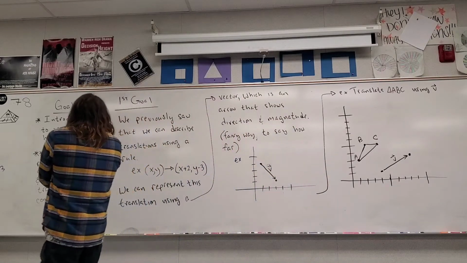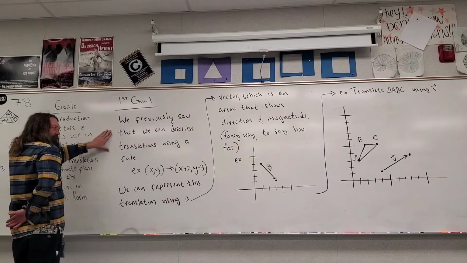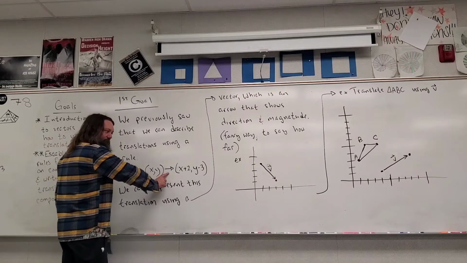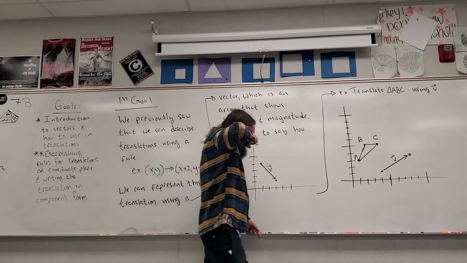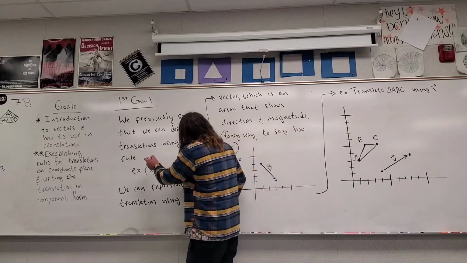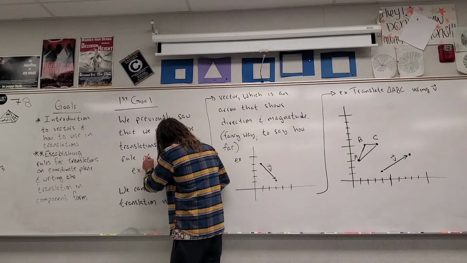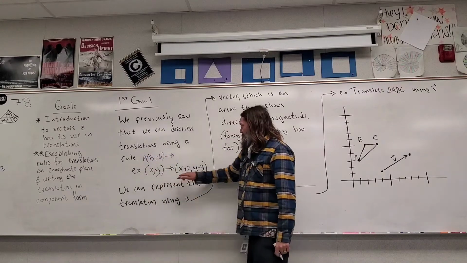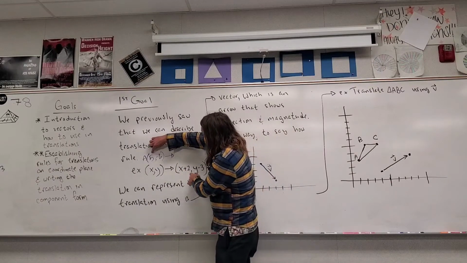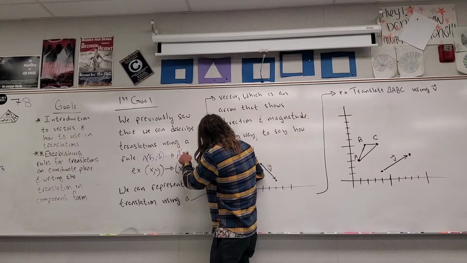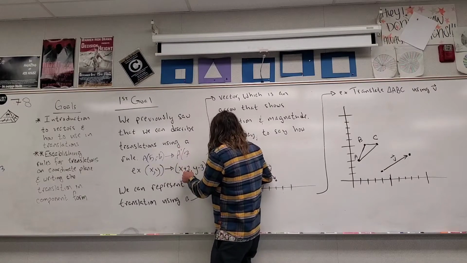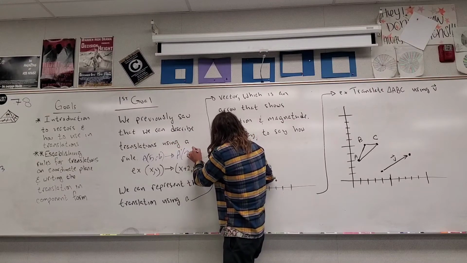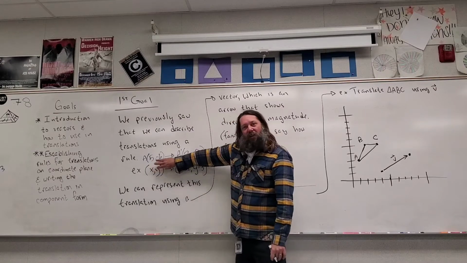All right. So we previously saw that we can describe translations using a rule. An example would be the point (x, y) maps to (x + 2, y - 3). So if I had the point, let's say A, and it had the coordinates (5, -6), and I mapped it using this translation, I would add 2 to my x value, so I would get to A prime, which means I've moved. I would have 7 because that's 5 plus 2. And -6 minus 3 means I would have -9, right? So we've seen this, okay?